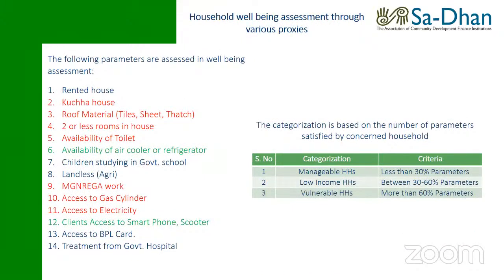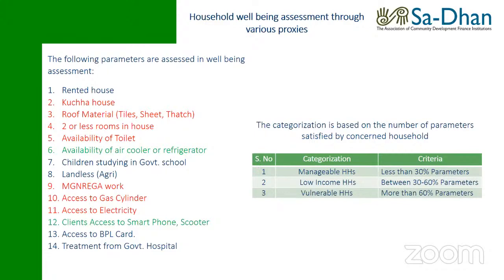So this is one of the main parts of the tool. We are looking at the household well-being assessment. As we discussed earlier, especially in low-income, rural households, verifying the income of the household is very difficult, as the income does not come into the bank account directly. So what are the proxies that can help us understand the well-being status of the household? For the pilot, we have taken these 14 parameters.